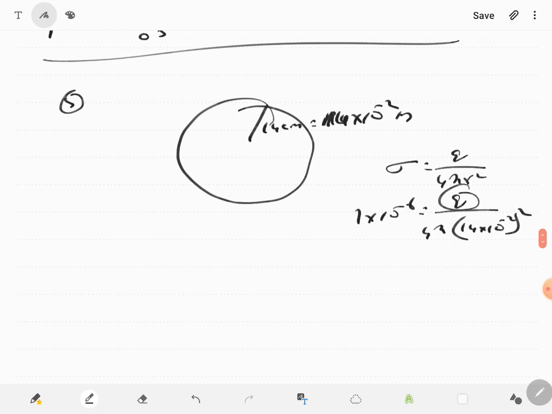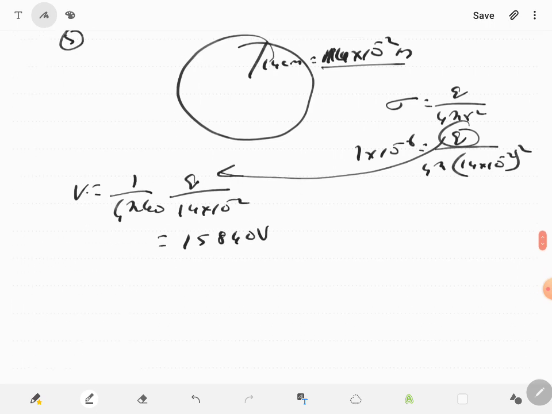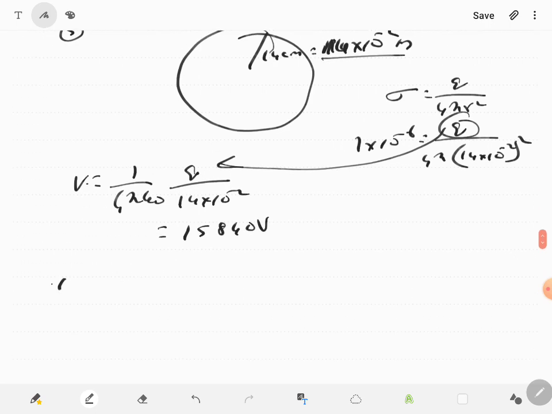So thus you find the charge, and what are they asking? They're asking for the potential on the surface. Once you know the charge, potential is 1 by 4 pi epsilon naught into Q by R. So once you get the charge from cross multiplying, substitute it here and get the potential. You get the answer to be actually 15840 volts. Just check your answer if it's correct. Let's go to example 6.